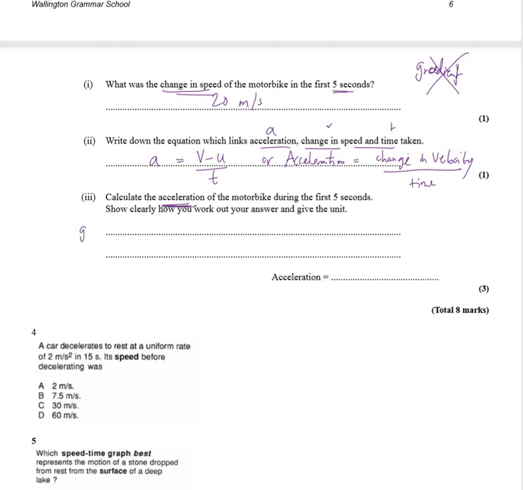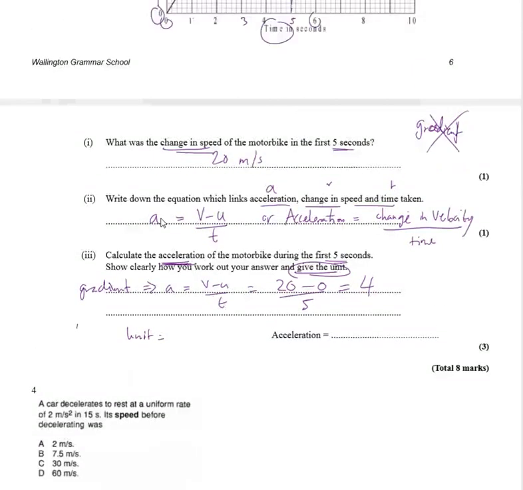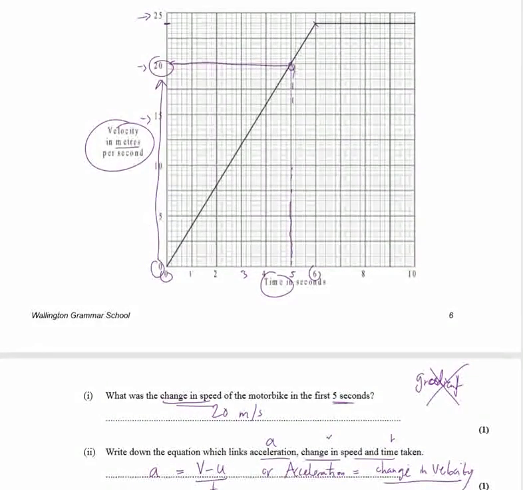Now we need to work out acceleration. So we need to work out the gradient now. Gradient is equal to acceleration, which is v minus u over t. So therefore 5 seconds, 20 minus 0 divided by 5, which is 4. Now we need the unit. So we are doing velocity divided by time. What's the unit for velocity? Let's take a look up. The unit for velocity is meters per second.